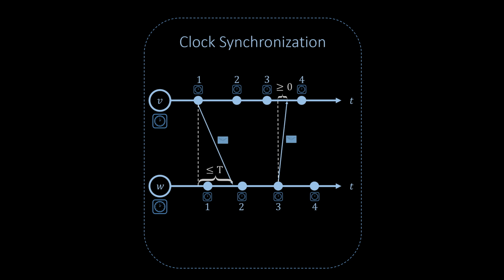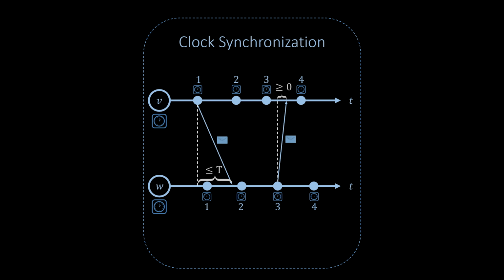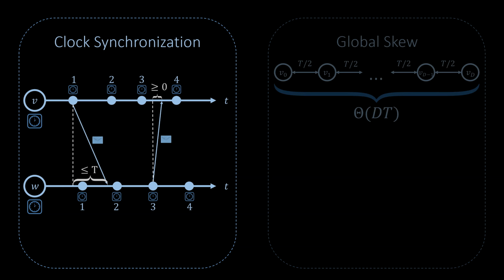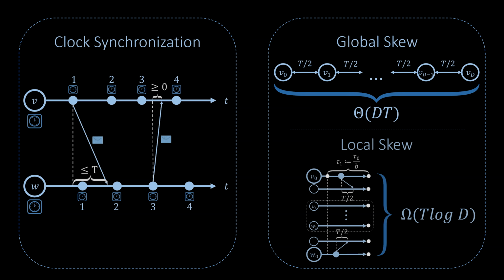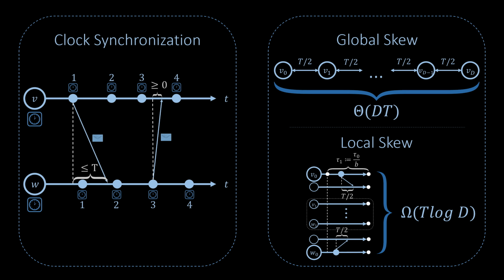We studied the clock synchronization problem where the goal is to minimize the clock skew between the nodes of the system. It is well known that a clock skew in the order of D times t between any two nodes cannot be prevented. In this video, we showed that it is not possible to guarantee a clock skew in the order of t between neighboring nodes by proving a lower bound of t times log D. Note that there are algorithms that match this bound, achieving an asymptotically optimal local skew.